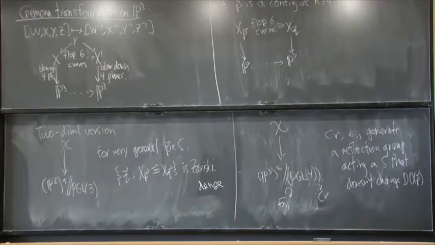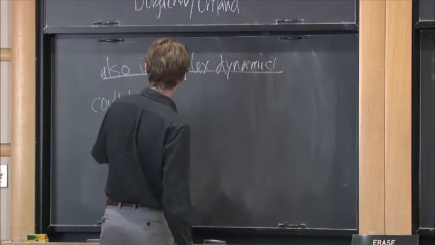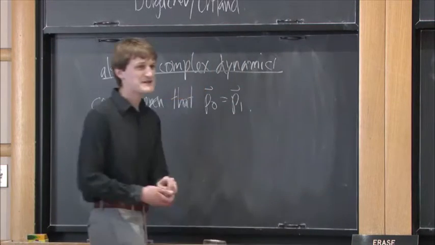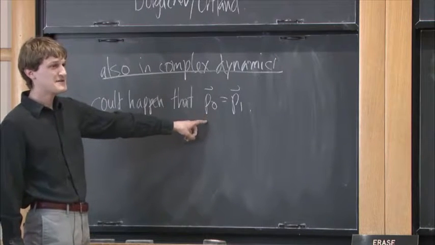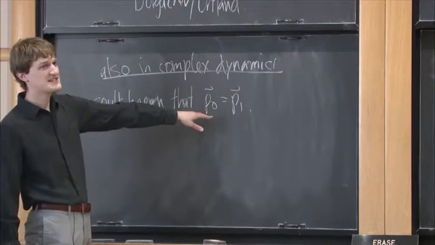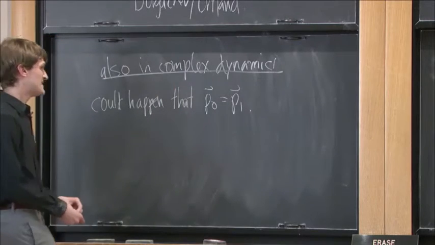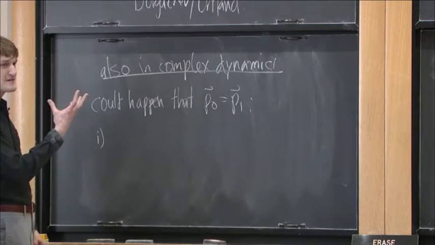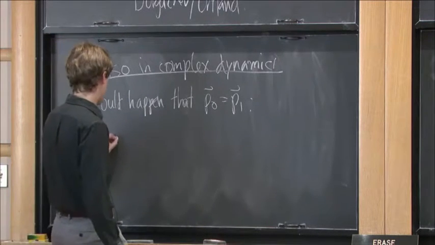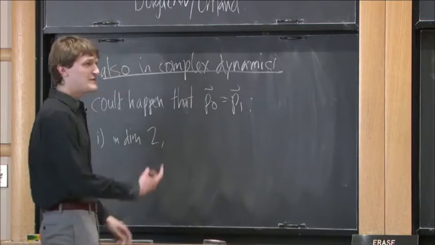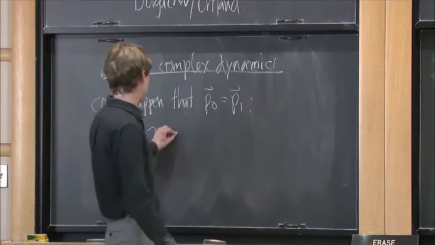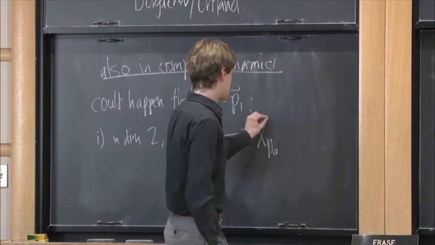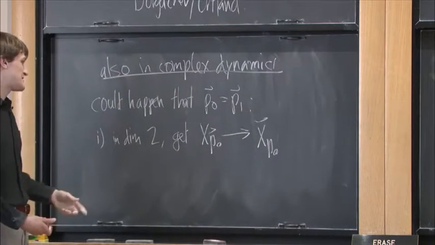So what would that mean? I did all this work to show that this doesn't happen very generally, but in fact, it can happen. This is an extremely high codimension condition on configurations, but they do exist. So here's how this shows up. In dimension 2, if you do this and you get back the same configuration, you get a map from X blown up at this configuration P0 to X blown up at P0. It's an automorphism of a single surface. We get a map from the thing to itself.